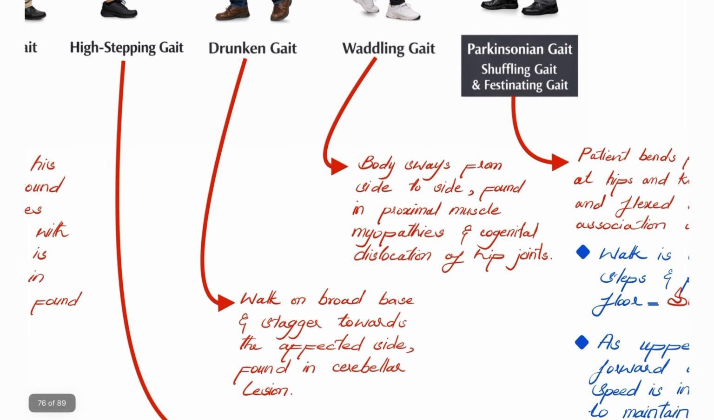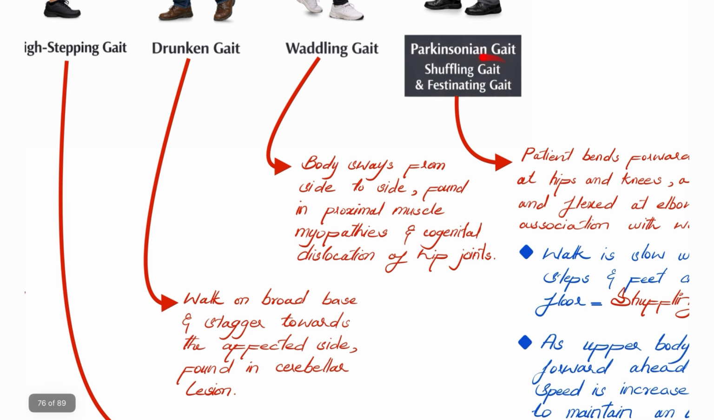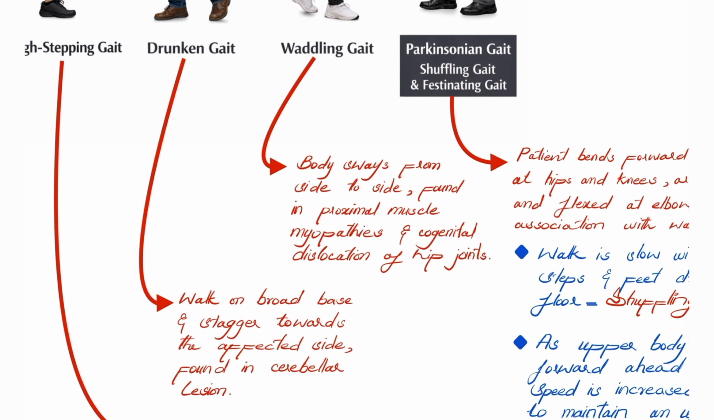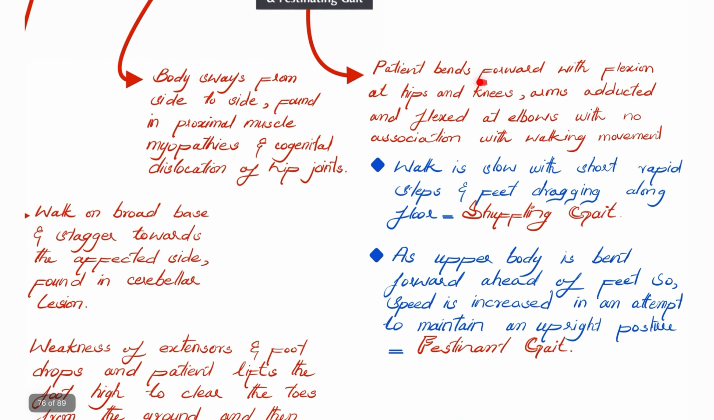In Parkinsonism, there are 2 types of gaits: shuffling gait and festinant gait. The Parkinson patient bends forward with flexion at hips and knees. Arms are adducted and flexed at the elbows with no association with walking movement. So the walk is slow with short rapid steps, and feet are dragging along the floor, and this is called shuffling gait. As the upper body is bent forward ahead of the feet, speed is increased in an attempt to maintain an upright posture, and this is called festinant gait.